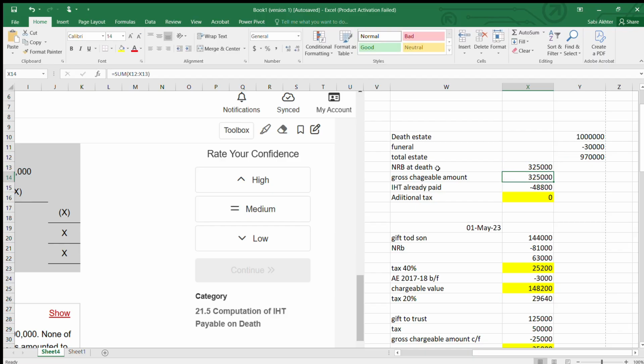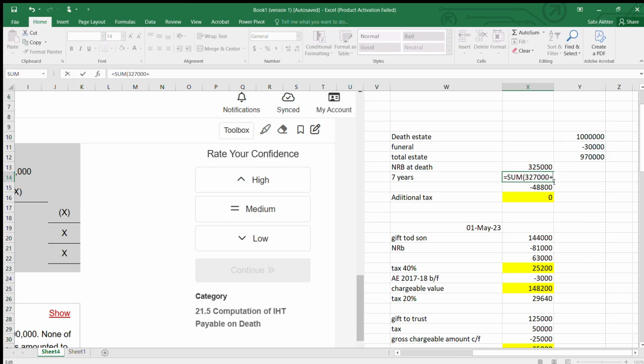And then we have used in 7 years. I'm not writing the full description, you can do it. So 7 years before death we have used. For this we have to go to activity 5. So for the first gift we have utilized 327,000.